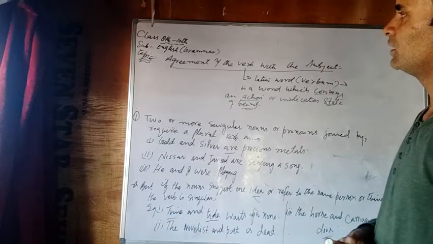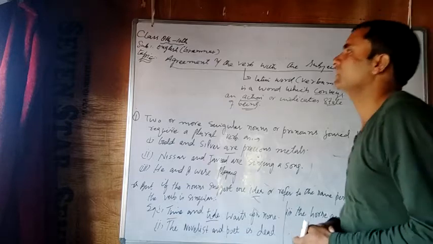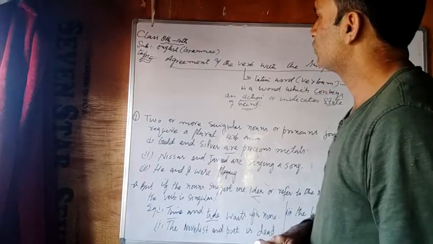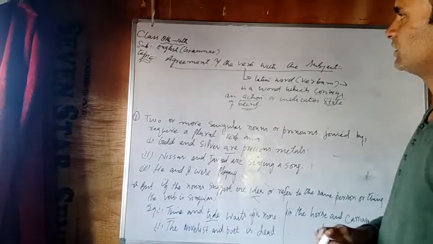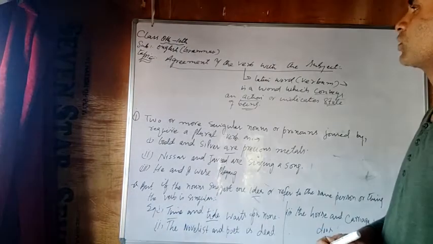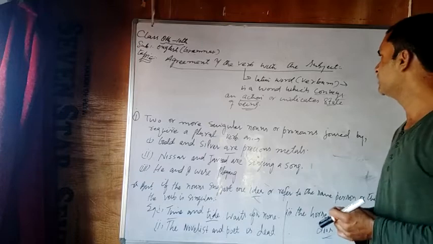Students from class 8th to 10th, even 11th and 12th, can be included in this lecture, so they can also take benefit from these tips. The subject is English and the portion is grammar. The topic is agreement of the verb with the subject.